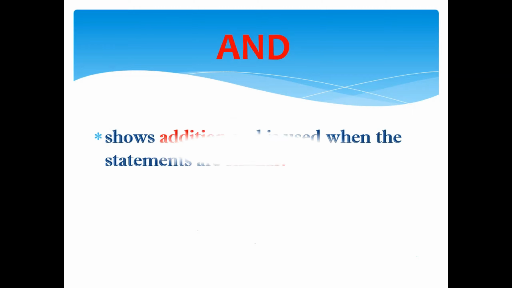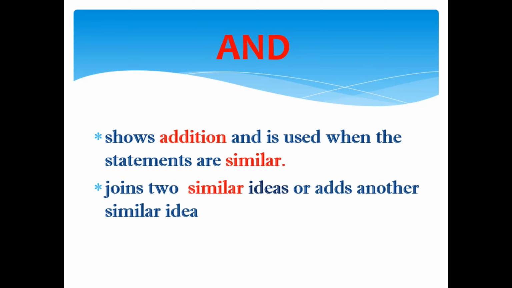Here, let's start with the conjunction and. We use and here to show addition, and it is used when the statements are similar. And joins two similar ideas or adds another similar idea. Here we can say that we use and when we want to add more information. Let's have some examples.